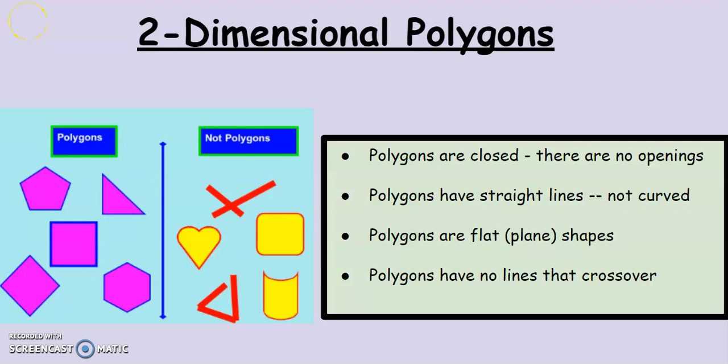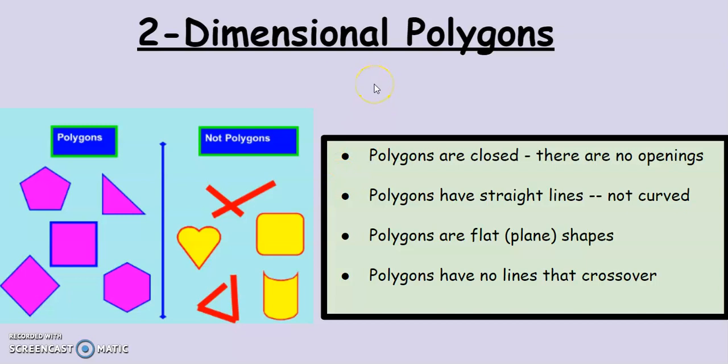Today we're going to learn about special kinds of shapes called two-dimensional polygons. As we look at our shapes and our picture over here, we notice that this side says polygons at the top, so everything underneath must be a polygon. I notice this side says not a polygon. So none of these shapes must be polygons.